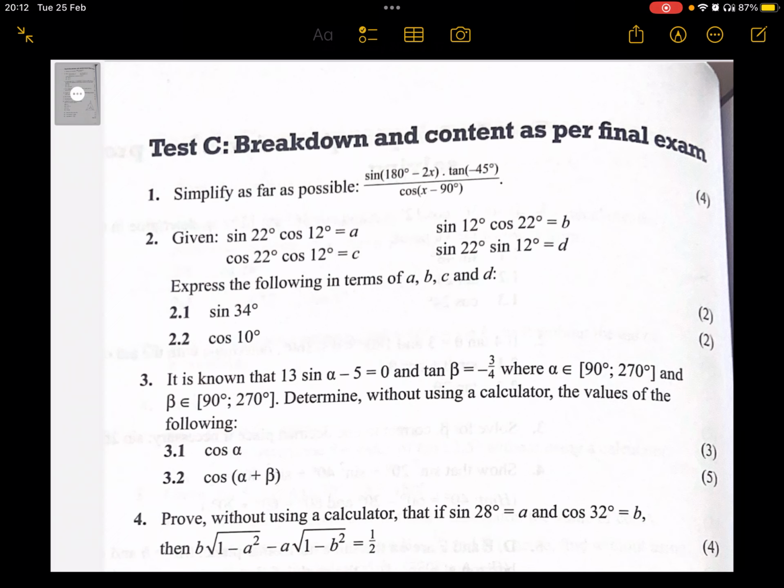Today we're looking at a class test on some of the trigonometric identities, trig functions and reduction formulas as per the term 1 topic. So this is a class test that I want us to look at.